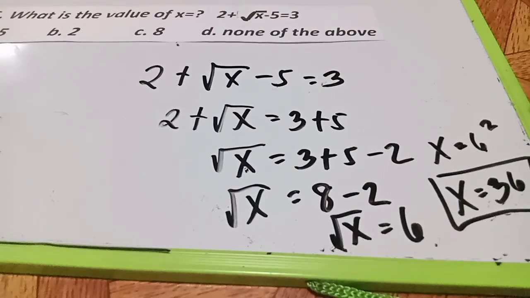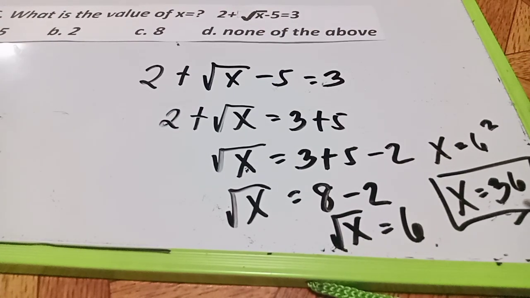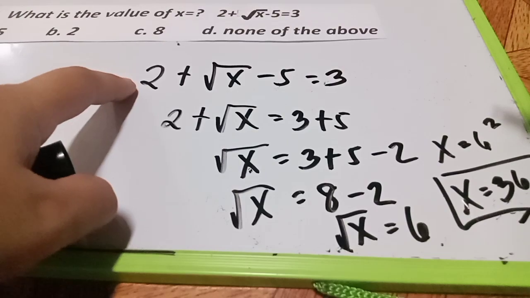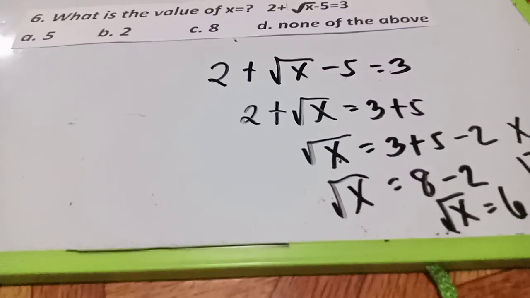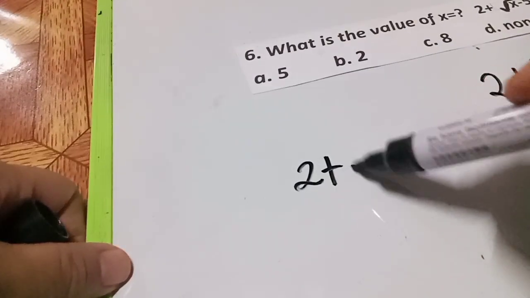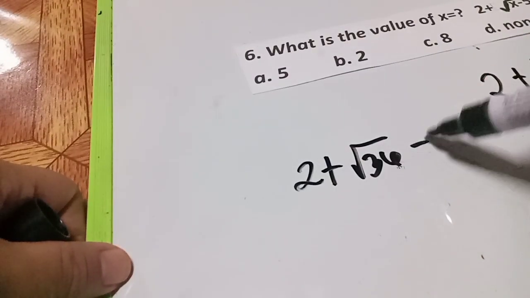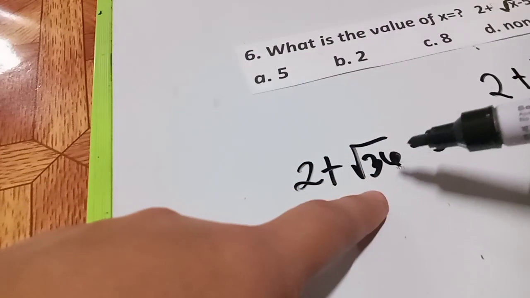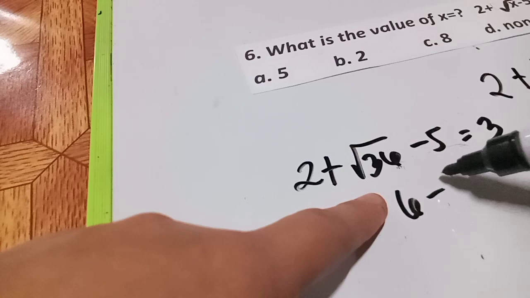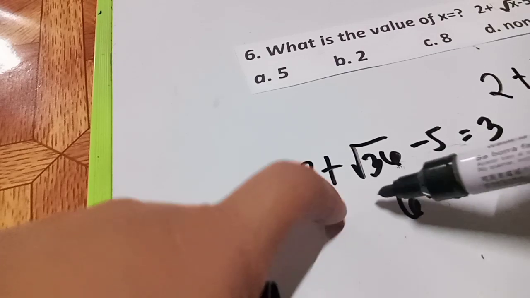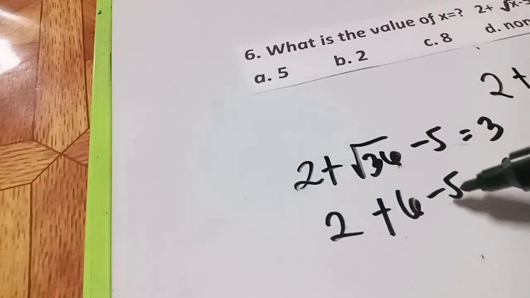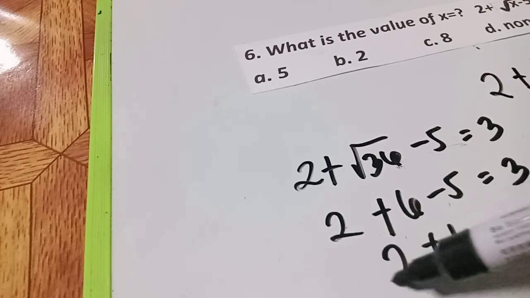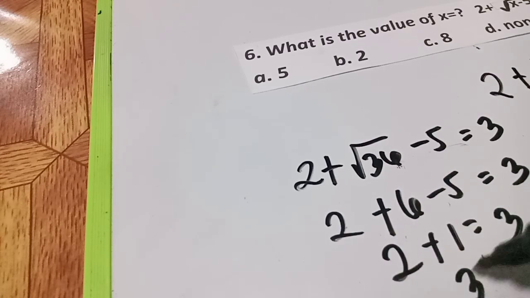Okay, let's try to check also if the 36 is correct. And we will go back to the general equation. So, if I have this one, 2 plus square root of 36 minus 5 is equal to 3. So, what is the square root of 36? We have 6 minus 5, so 6 minus 5 is 1, plus 2, and then 3. So, this is 3. So, the answer is correct.